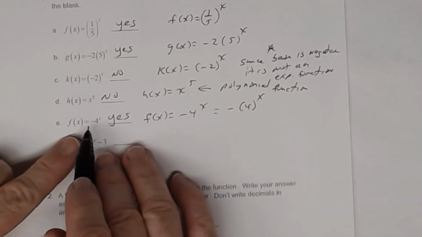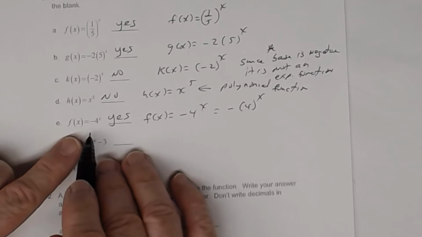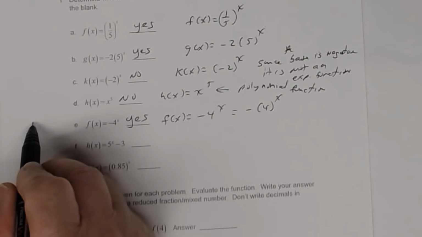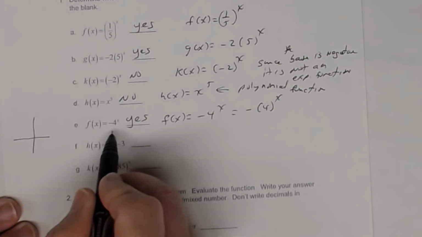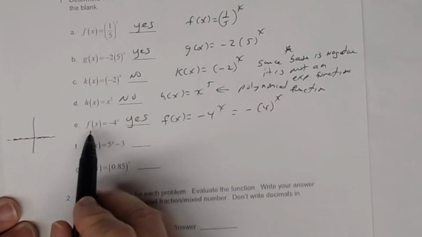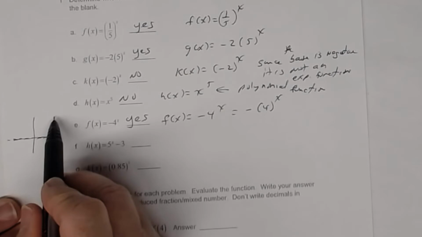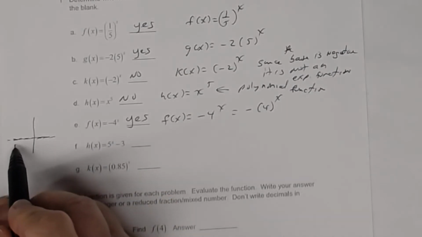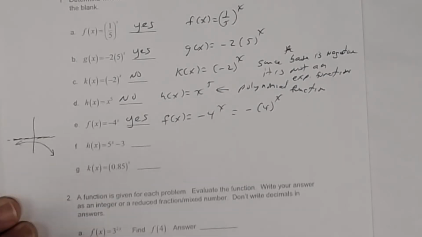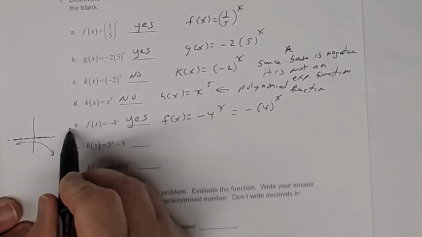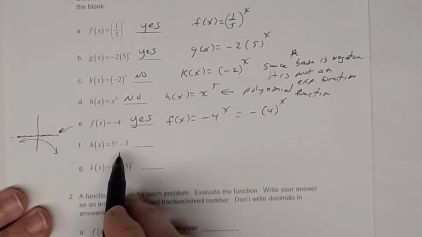And then also remember that negative out front is a reflection about the horizontal asymptote. So in letter E, just to remind you, my horizontal asymptote is the x-axis. And instead of the graph going up like this, above the x-axis, it's going to be below because of that negative, that reflection about the horizontal asymptote. All right, so it looks something like that. And so notice this is an exponential function. So that was E.